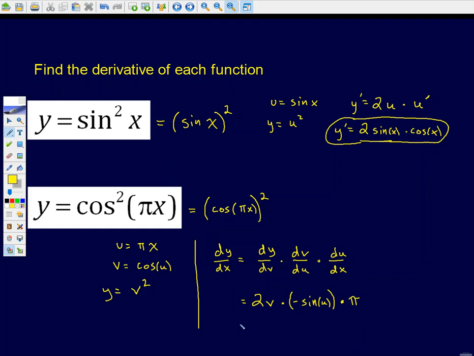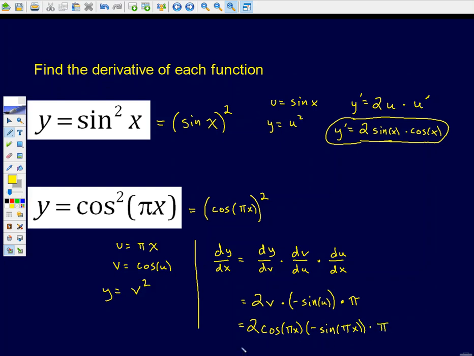Now the only thing left to do is bring this all back in terms of the variable x. So v is the cosine of u, but then u is pi x. So 2v is really 2 times the cosine of pi x. Negative sine of u is negative sine of pi x. And then we're multiplying by pi.